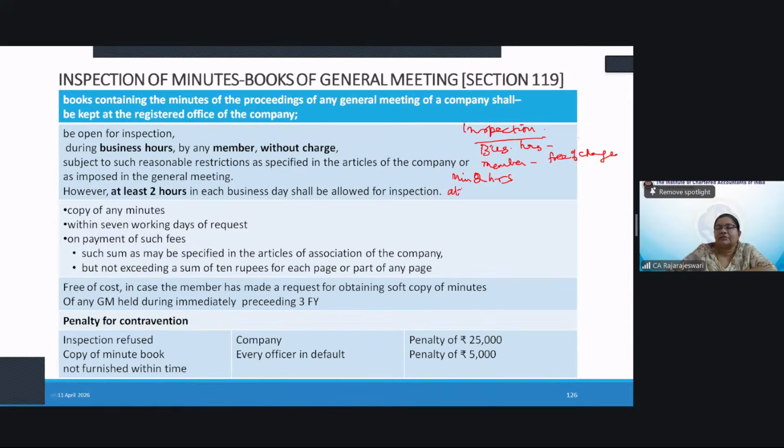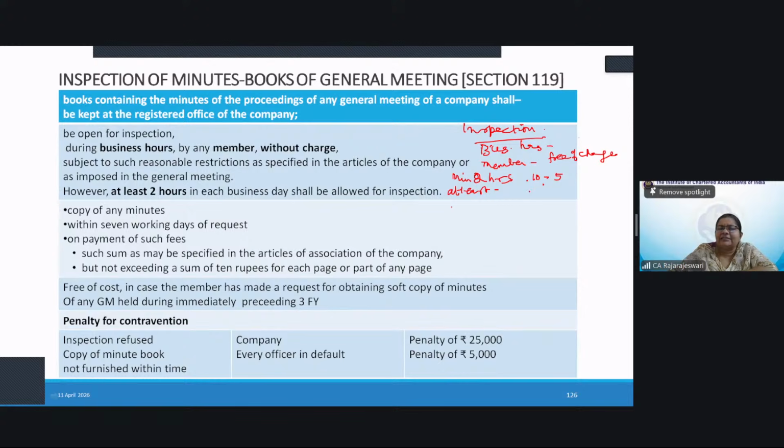That is the usage of the words at least 2 hours. It could be 4 hours, it could be 5 hours. They can also keep it open from 10 to 5. It is their choice. But the rule is that you should keep it open for a minimum of 2 hours. So that is the concept. And of course, subject to such reasonable restrictions as may be specified in the articles of the company or imposed in the general meeting.